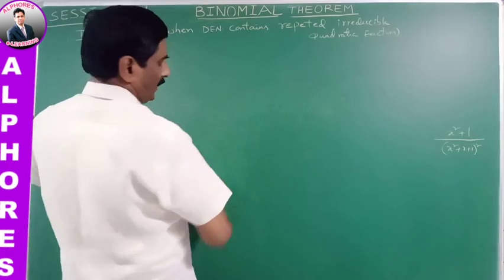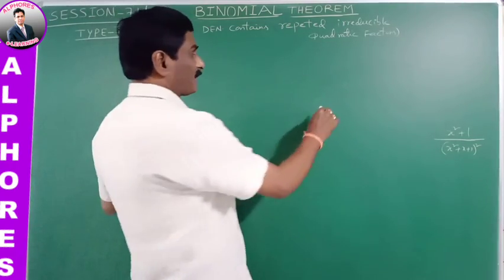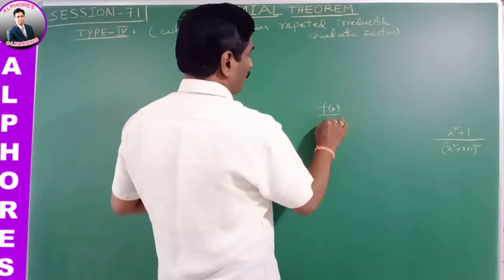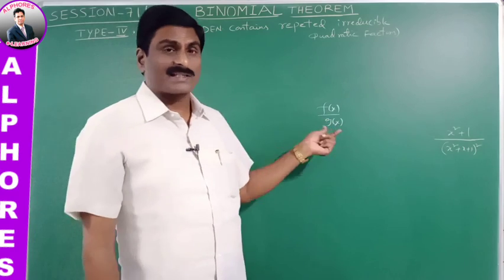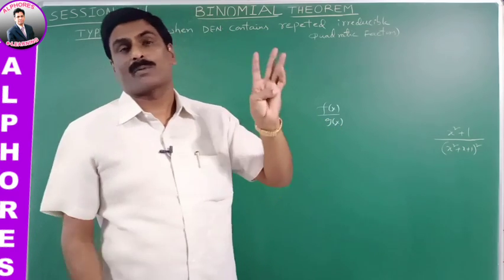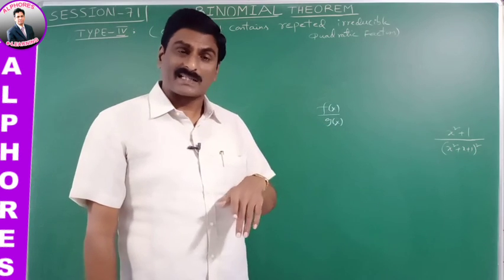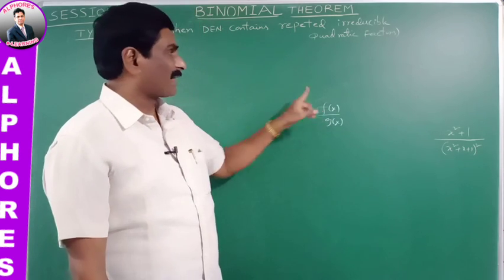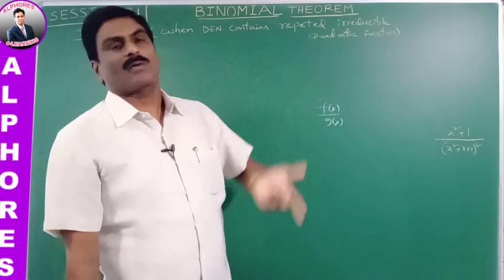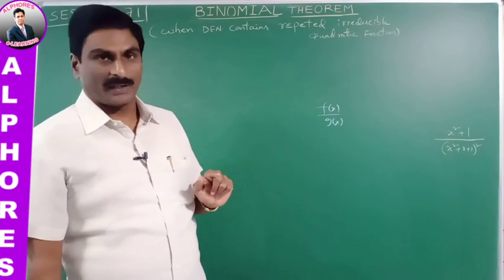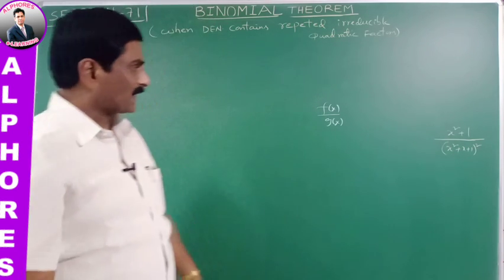Type 1 is the non-repeated linear factors. If f of x by g of x is a rational fraction and at the same time proper, and the denominator contains non-repeated linear factors, then it is said to be type 1. If the denominator contains repeated linear factors, it is type 2. If it contains irreducible non-repeated quadratic factors, then it is type 3. In this case, repeated irreducible quadratic factors. Please note this.